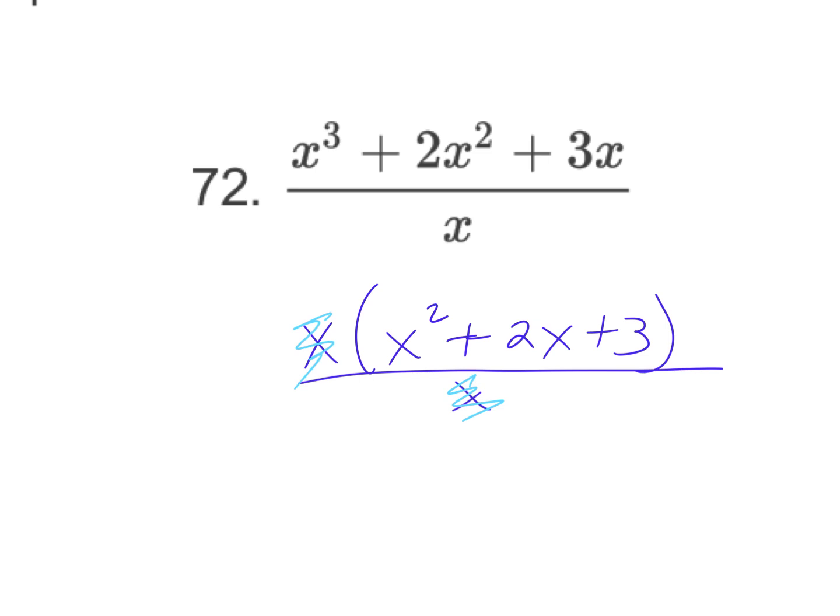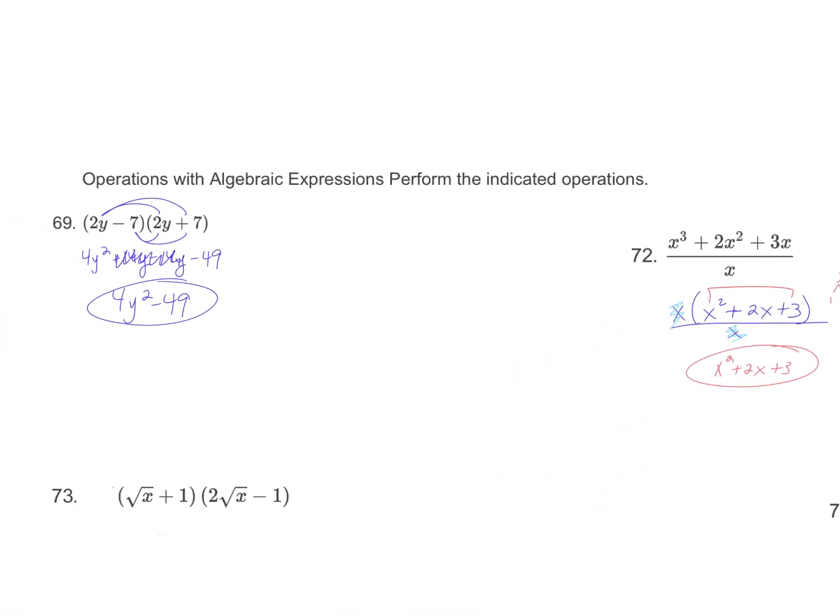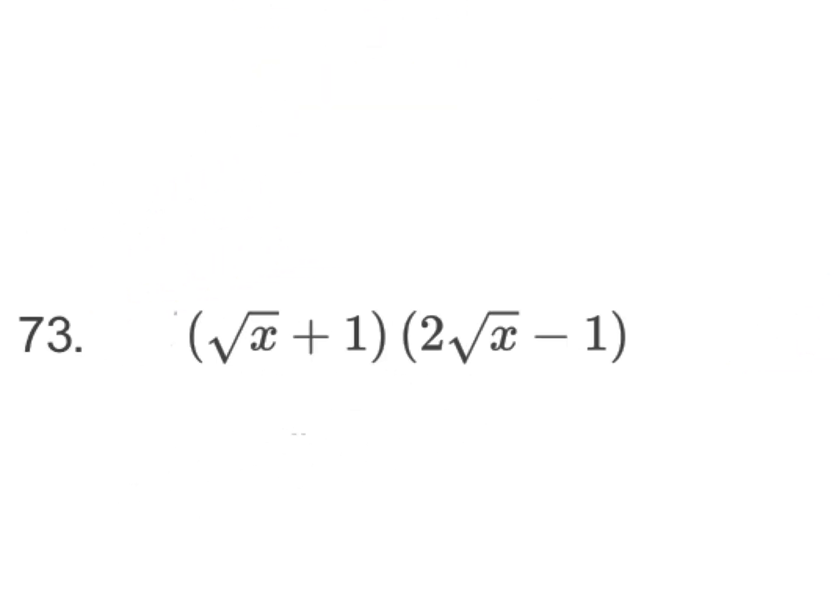And then can I factor this? Are there factors of 3 that multiply to give me 3 but add to give me 2? Well, the only factors of 3 that we have are 1 and 3. And if it's positive, you'd have to add them together. So no, there's nothing else to do. So you're just left with x squared plus 2x plus 3. Always check to see if things can factor, because if they can factor, we need to factor them.